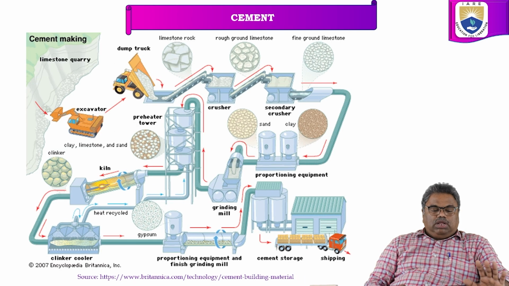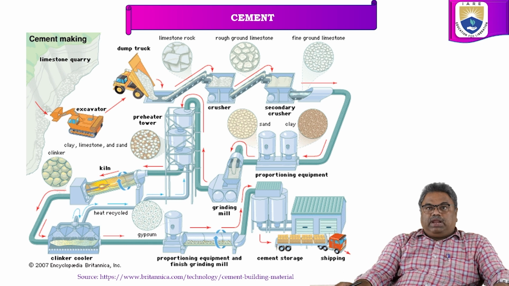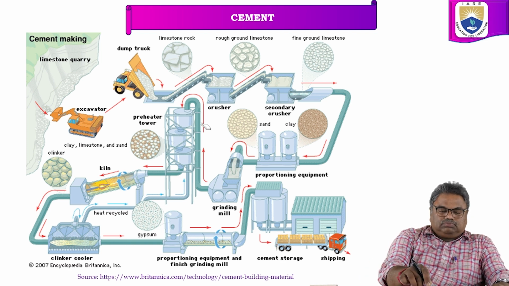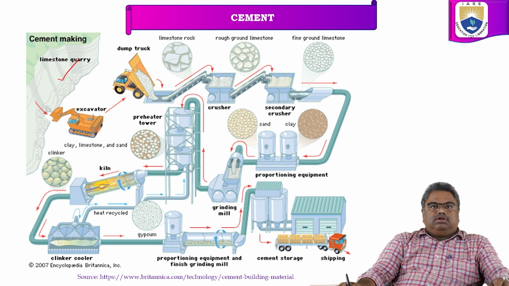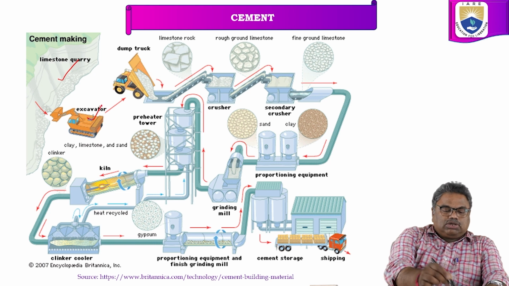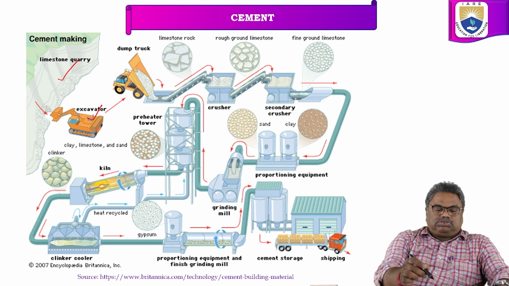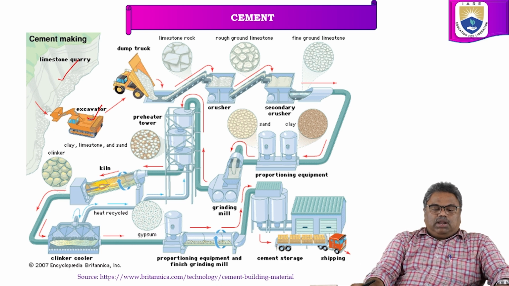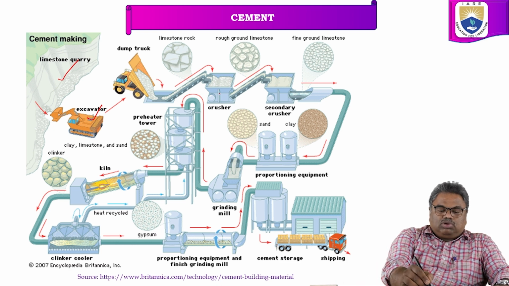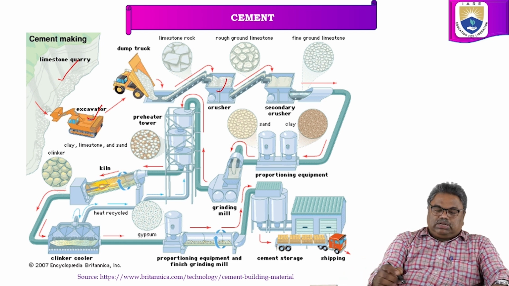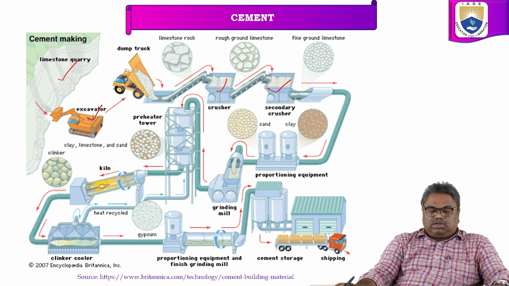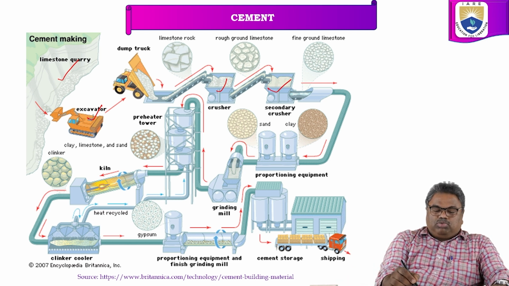This is the flow chart, and this diagram shows the entire plant for cement making. Here the limestone quarry is there. From the quarry, it goes by excavator to the dump stock, where you have the limestone rock. Then it goes to the crusher, as we have discussed, then to the secondary crusher and the proportioning equipment.